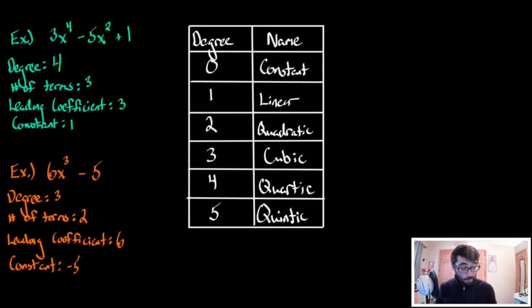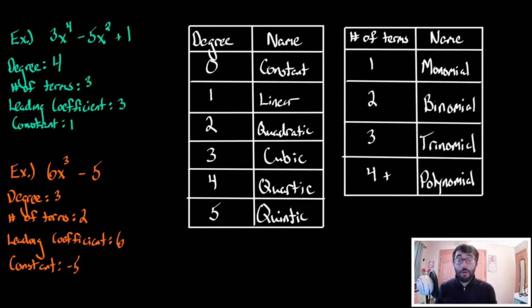We can also classify based off the number of terms, and we already talked about this a little bit. We talked about binomials and trinomials when it's 2 terms and 3 terms. Well, if it's only 1 term, that's what we call a monomial. And if it's 4 or more terms, we just call that a polynomial. We don't necessarily have a nice name for that.